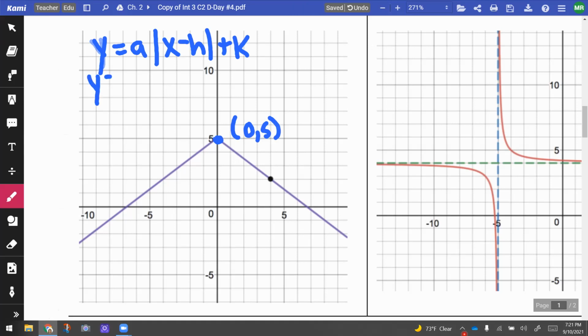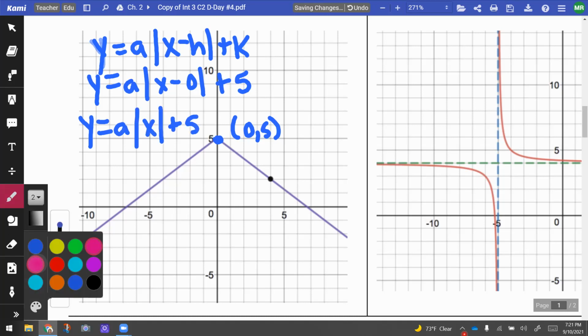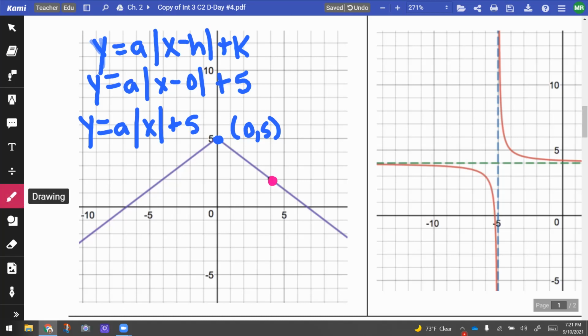So I'm going to get y is equal to a times the absolute value of x minus 0, which really is just going to be absolute value of x plus 5. So let me clean that up. Y equal a absolute value of x plus 5. Then they gave us this point over here, which is at 4, 2. So I'm going to put that in for my x and y to find my a.